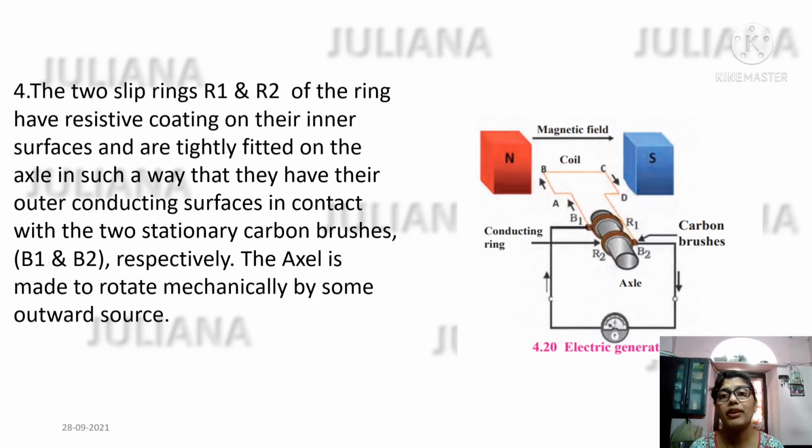The two slip rings are R1 and R2. They have the resistive coating on their inner surfaces and are tightly fitted on the axle. So as the axle rotates, the rings also rotate along with it. But they are connected in such a way that arm AB is always connected to ring R1 and CD is always connected to ring R2, and R1 is continuously brushing against the brush B1 and R2, the ring 2, is continuously brushing against the brush B2.